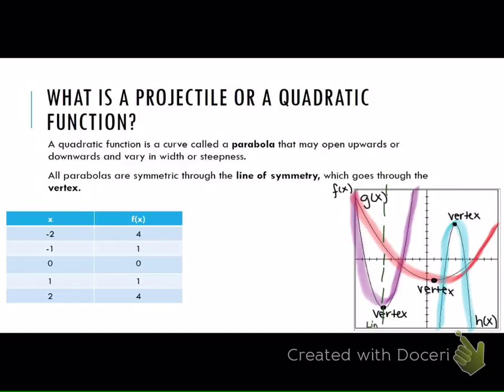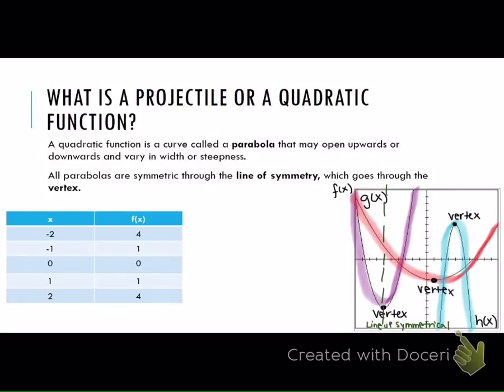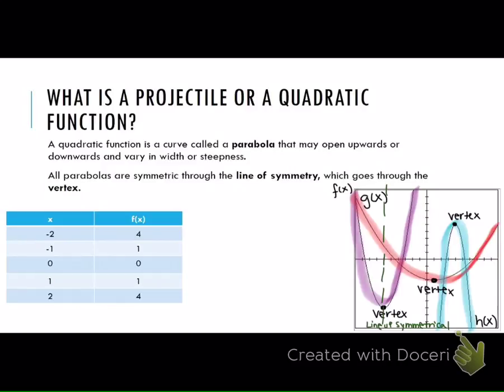Why is it called a line of symmetry? Why do you guys think that? It is symmetrical. Why is it symmetrical? What do you notice about that, Connor? Yeah, if you were to fold it along this line, these 2 purple curves would line up with each other. It's symmetrical.